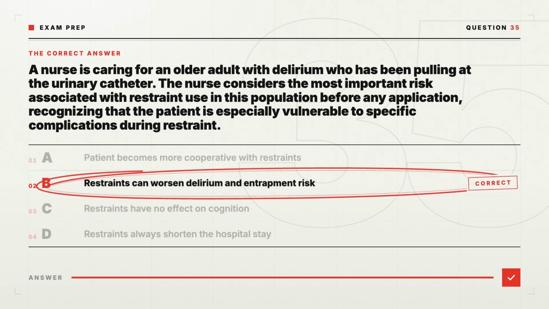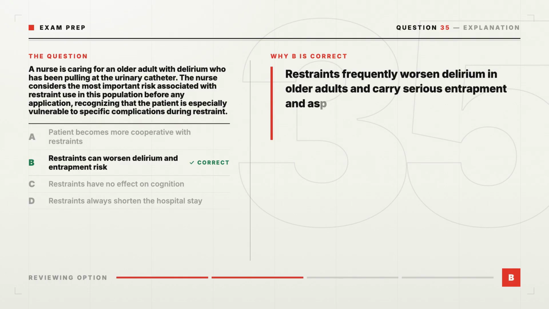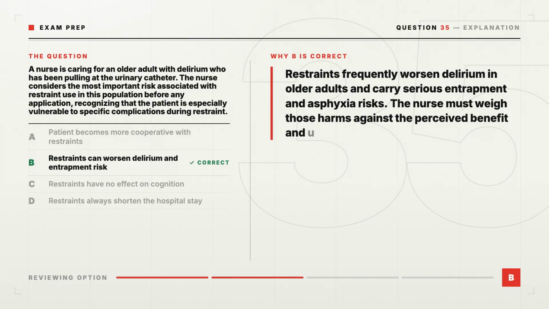The correct answer is B. Restraints can worsen delirium and entrapment risk. B is correct because restraints frequently worsen delirium in older adults and carry serious entrapment and asphyxia risks. The nurse must weigh those harms against the perceived benefit and use less restrictive alternatives whenever possible.